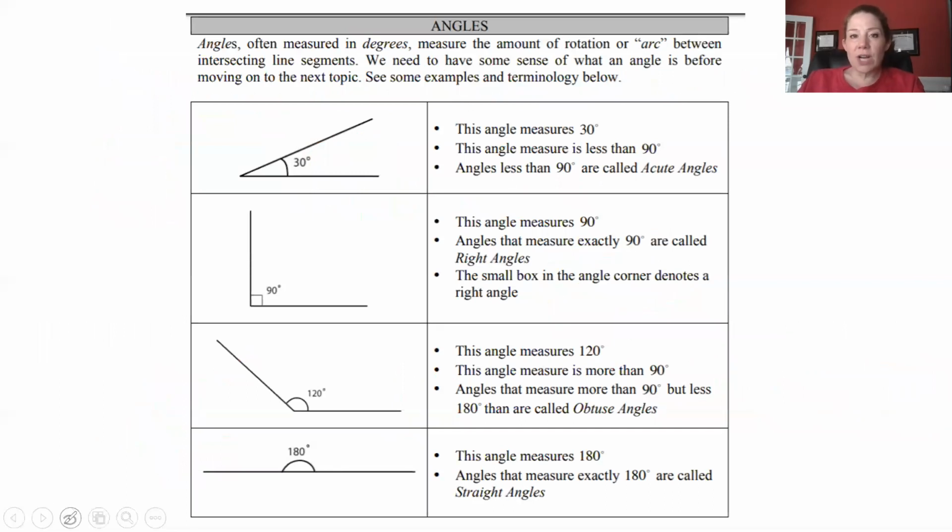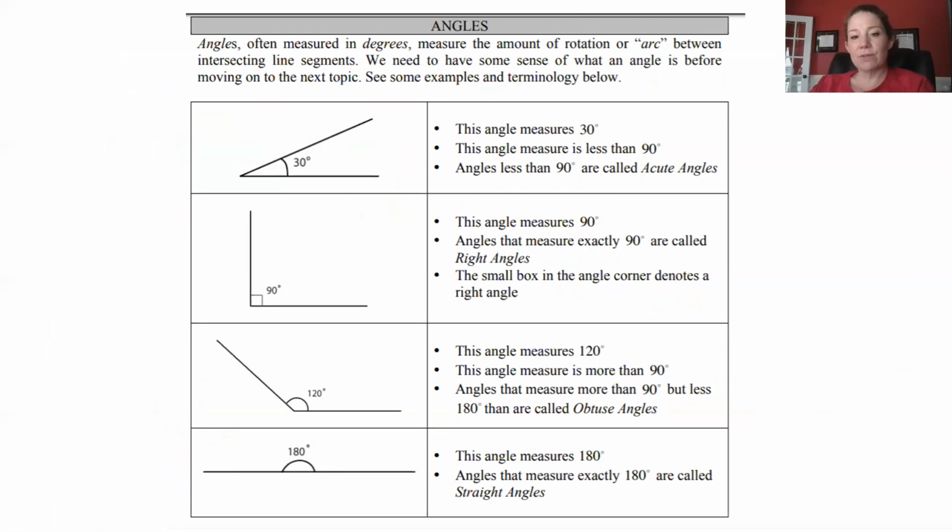All right, so now we're moving on to angles. We talked about this last Wednesday. There are 4 different types of angles. In the top box, you see an acute angle. An acute angle is less than 90 degrees. A lot of people will say "a cute little angle" to remember that.